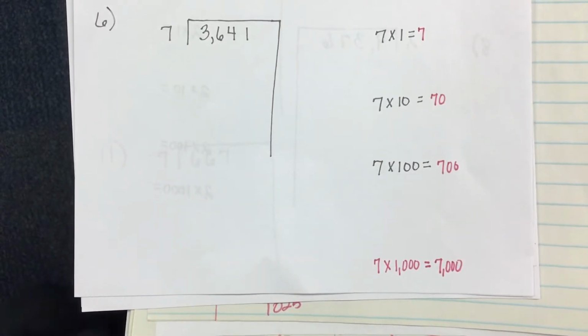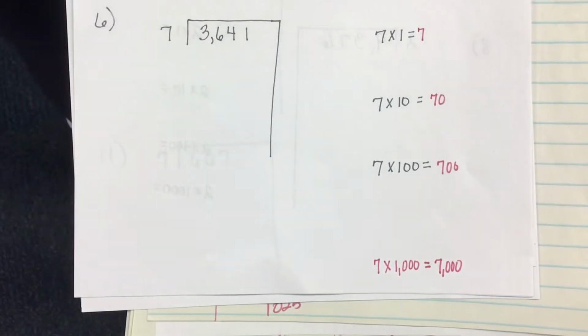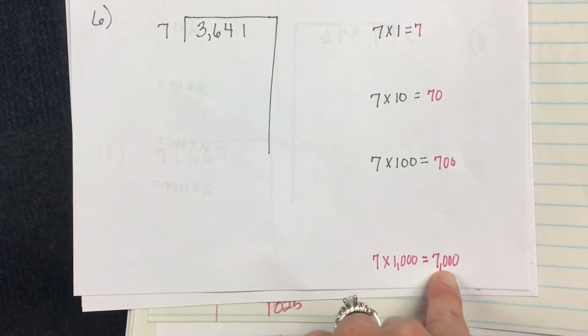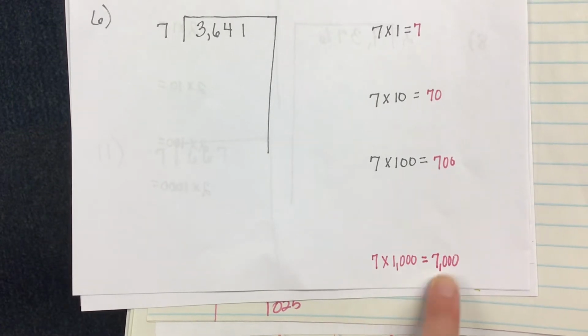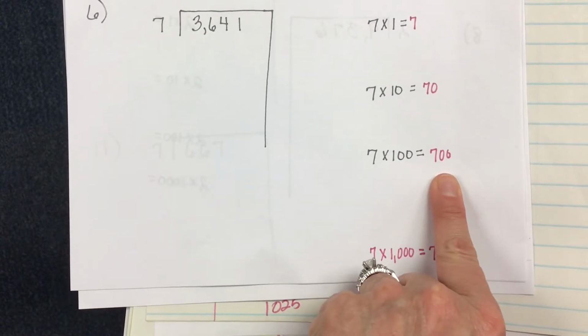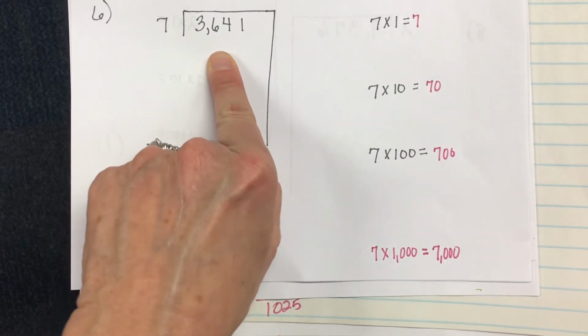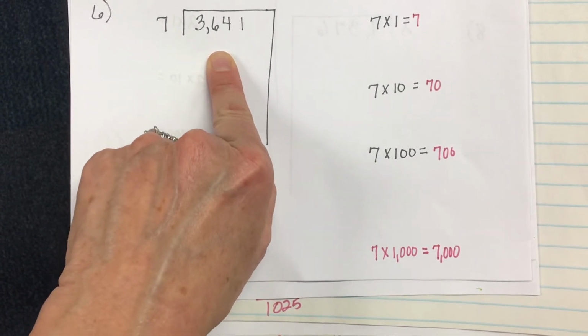So can I take my dividend? Remember, I'm going to continue subtracting from my dividend until I get to a difference that is less than 7. Can I subtract 7,000? No. Can I subtract 700? Yes. But that's not very close to 3,641.